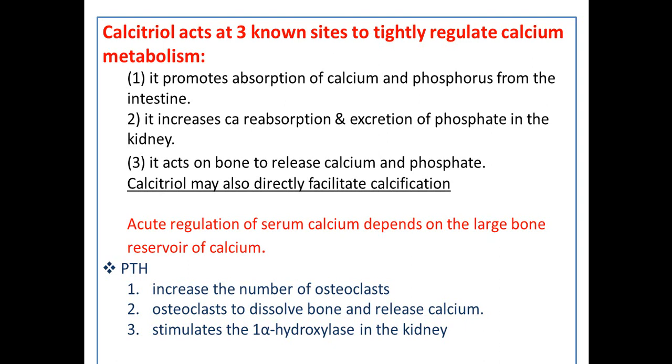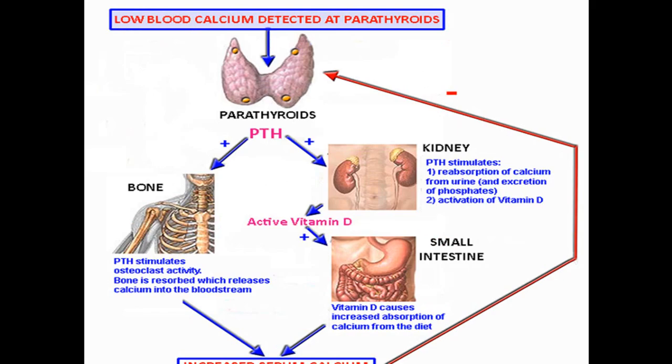And acute regulation of serum calcium depends on the large bone reservoir of calcium. It depends on the bone. As we say, the bone contains 99% of calcium, so it is a very big reservoir of calcium. Parathyroid hormone acts here to increase the number of osteoclasts that dissolve bone and release calcium. And also parathyroid hormone will stimulate the release and activation of 1-alpha hydroxylase enzyme in the kidney.